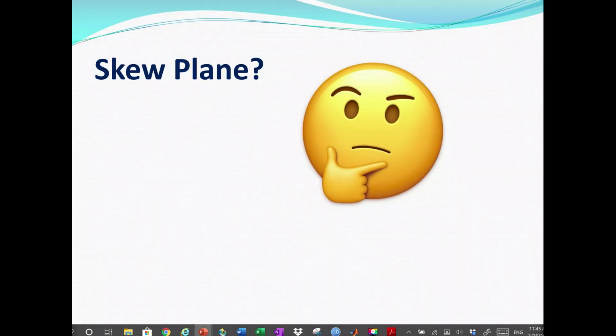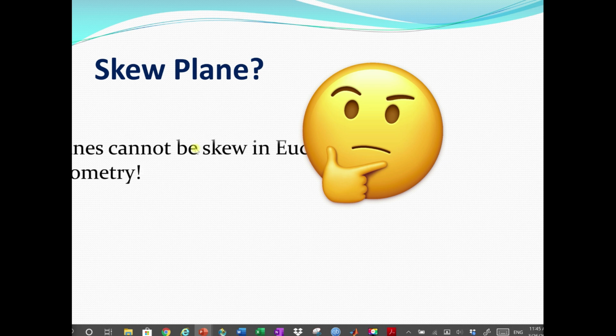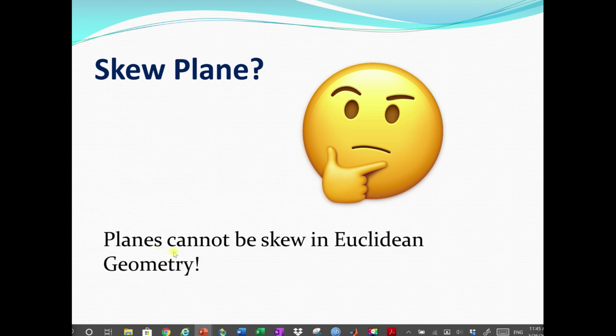Okay, what about skew planes? Is it possible for two planes to be neither parallel nor intersecting? It turns out that in Euclidean geometry, planes cannot be skew, and basically that's it. That's the answer, okay?